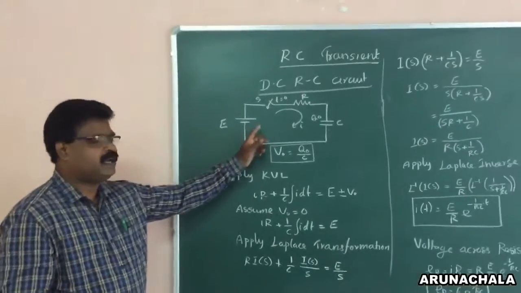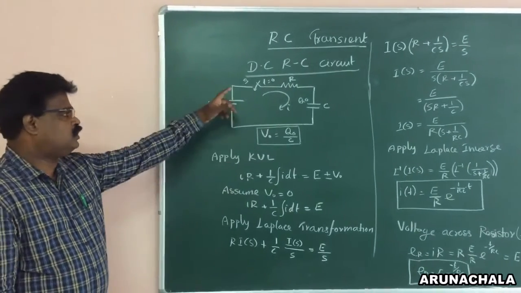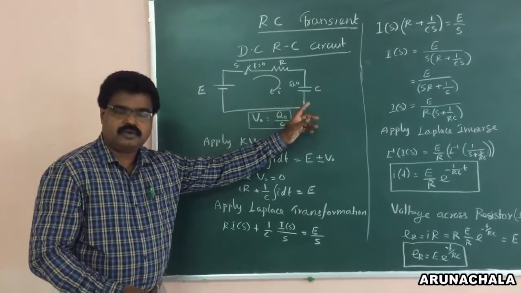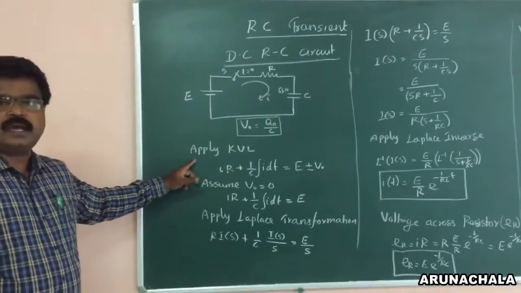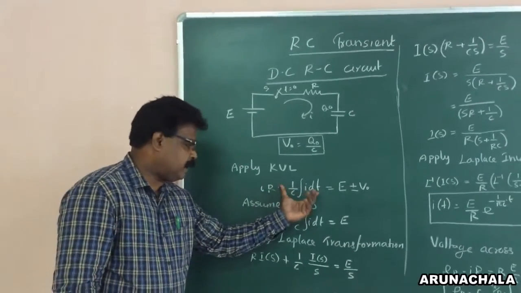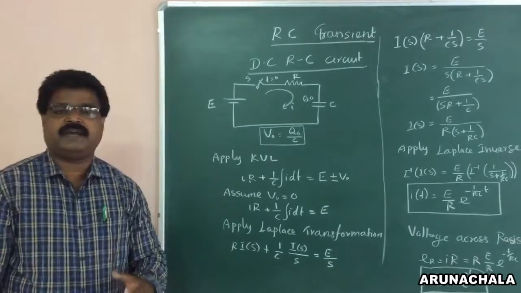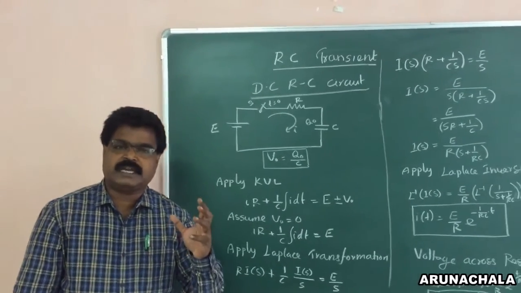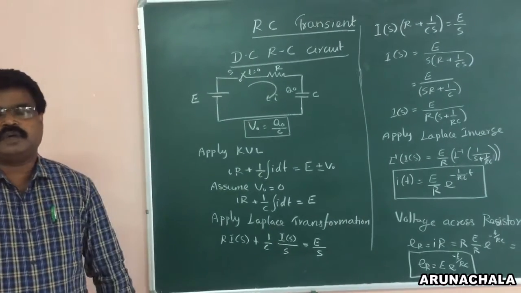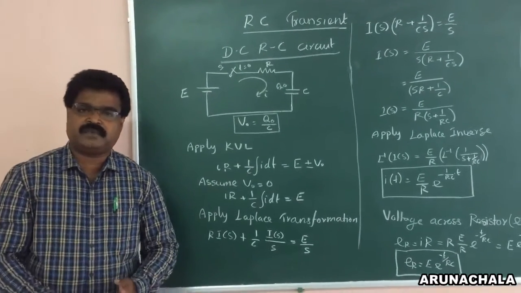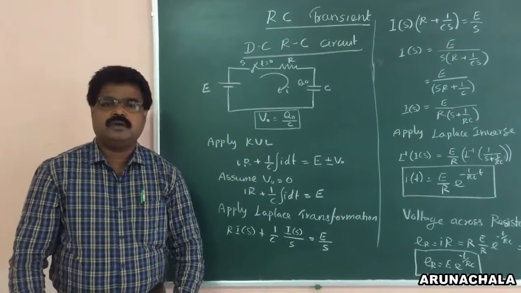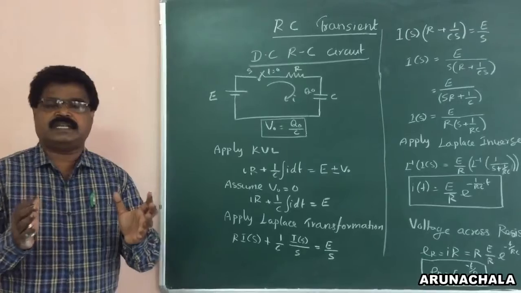Now we are going to find I of t for this RC circuit. The switch S is closed at t equal to 0. We are assuming the initial voltage on the capacitor is equal to 0. Apply Kirchhoff's voltage law: R into I plus the voltage across the capacitor in time domain. The transient is time bound, so we must discuss it only in the time domain. In the remaining units of circuit theory we deal with the frequency domain, but because transient is time bound, we have to find the equation in the time domain.